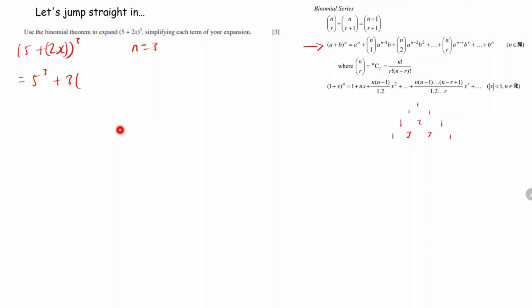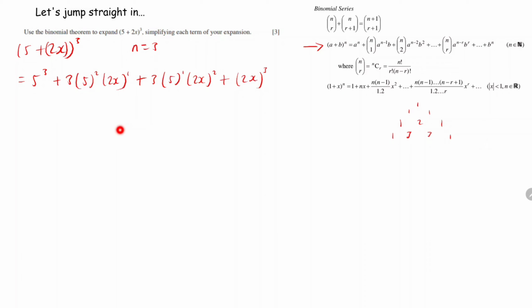Then we have 5 to the power of 2. So the power is going to reduce by 1. Look, we have a to the power of n minus 1 times b, which would be 2x. We could put that to the power of 1 if we wanted to. Our third term will be plus 3. Our power for 5 is going to reduce by 1 again, so it's going to be 5 to the power of 1, and then 2x squared. And our last term, the coefficient's 1, so we don't need to write the coefficient, and it's just going to be 2x to the power of 3.